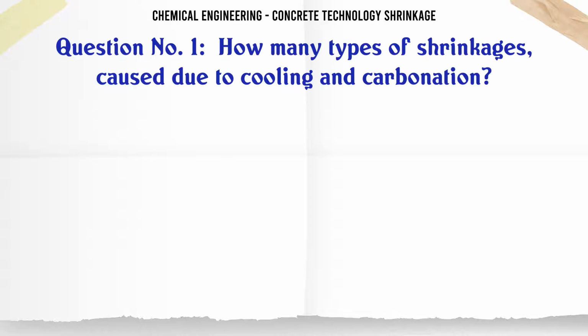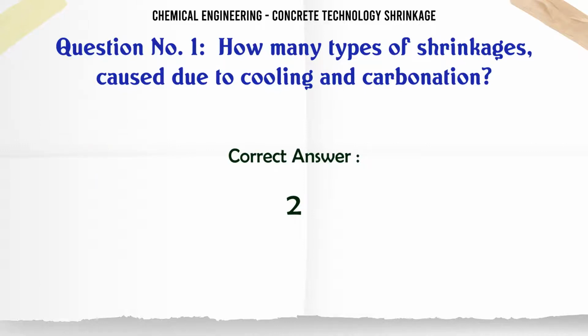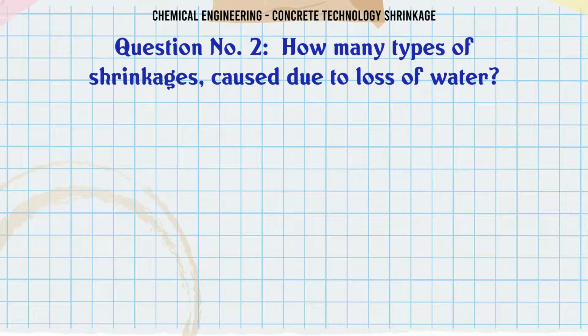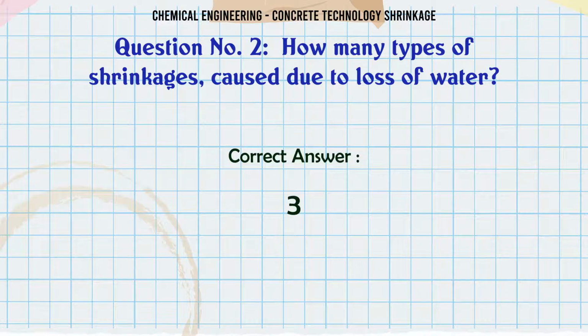How many types of shrinkage is caused due to cooling and carbonation? A. 1, B. 2, C. 3, D. 4. The correct answer is 2. How many types of shrinkage is caused due to loss of water? A. 1, B. 2, C. 3, D. 4. The correct answer is 3.